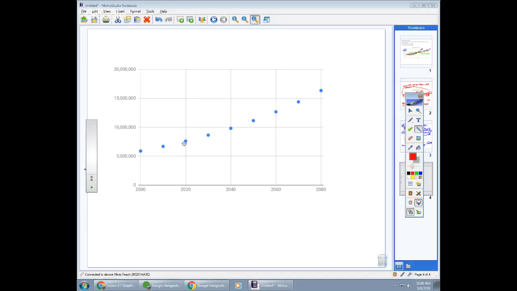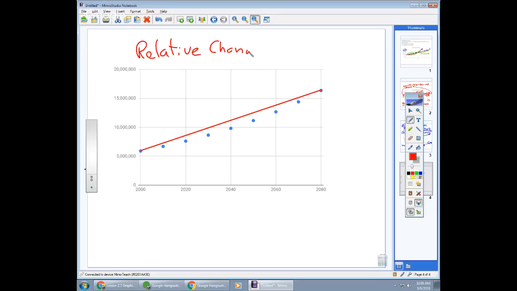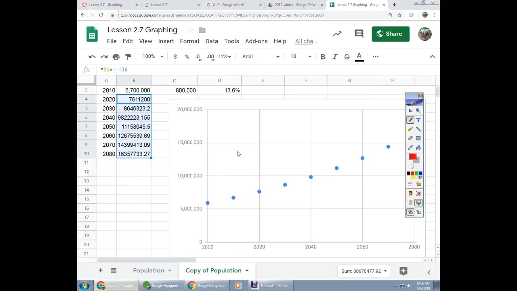I'm just going to draw a straight line here just to see that these points don't line up anymore. So this is the one where I did the relative change of 13.6%.